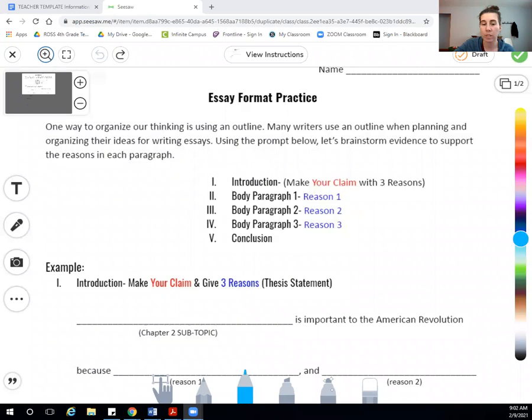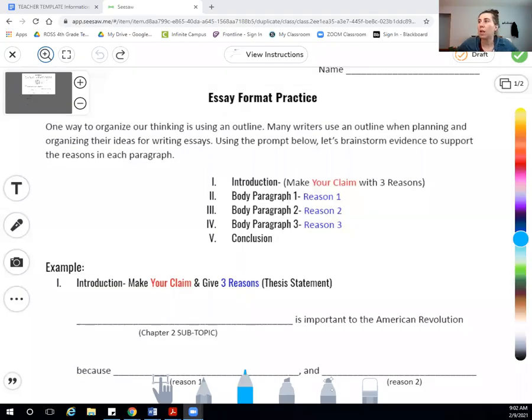Here we are again, starting a new chapter in our informational writing piece. What we're going to do is begin chapter 4, where we write an essay explaining why a certain piece of our writing is important. I'm going to share with you our template that we will be using to help us organize our writing for the essay component of it. So here we go.